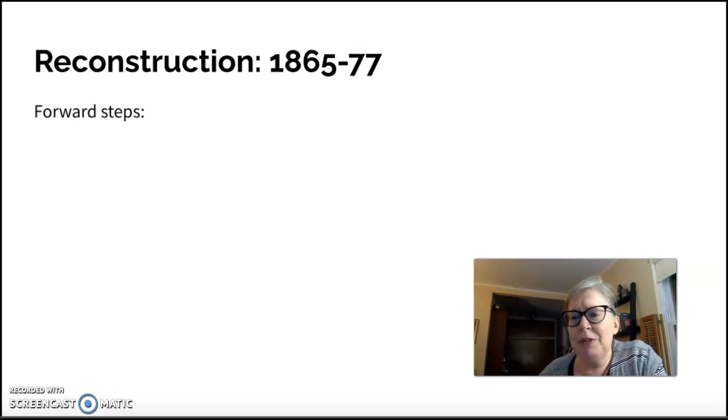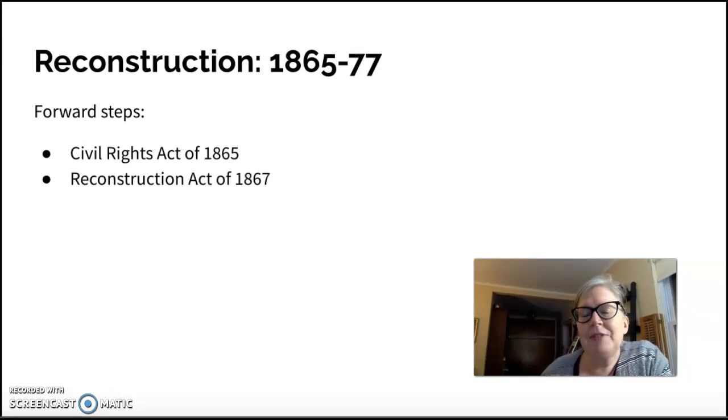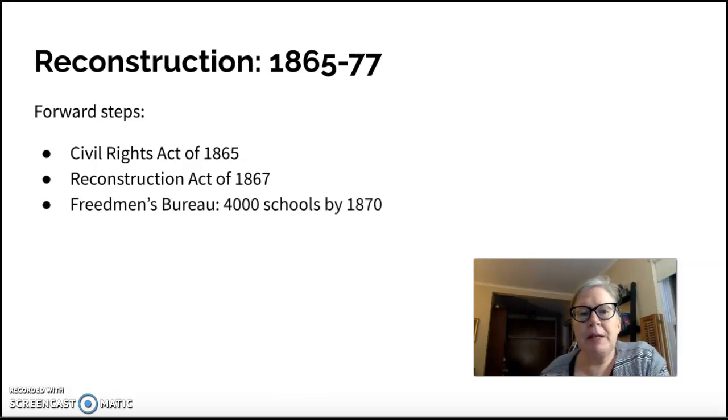There's a lot of forward steps here. First of all, we get the Civil Rights Act of 1865, the Reconstruction Act of 1867, and all of the promises made to provide more civil rights to African Americans. We also have the Freedmen's Bureau, a bureau for formerly enslaved people, which established 4,000 schools by the year 1870. So they're just doing tremendous work. So we see a lot of progress here.